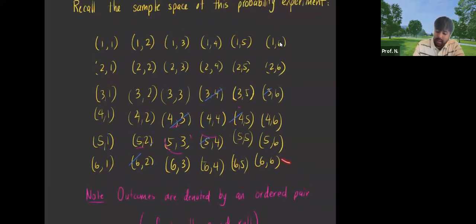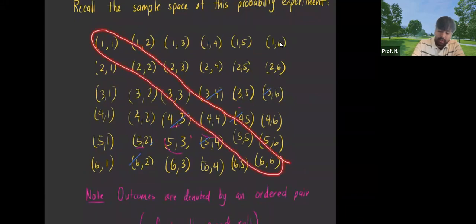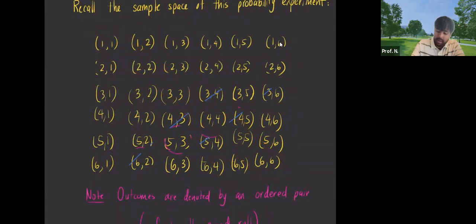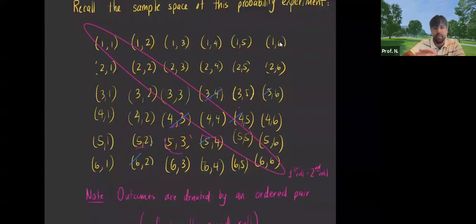The diagonal here indicates that all of these, so I'm going to draw this using this color here, means that the first row equals the second row, but that's not what I want. The reason I care about this is because now I've separated the sample space into three groups.